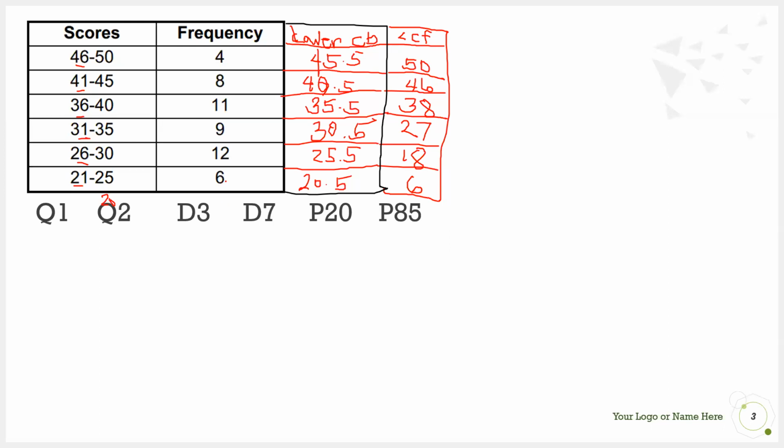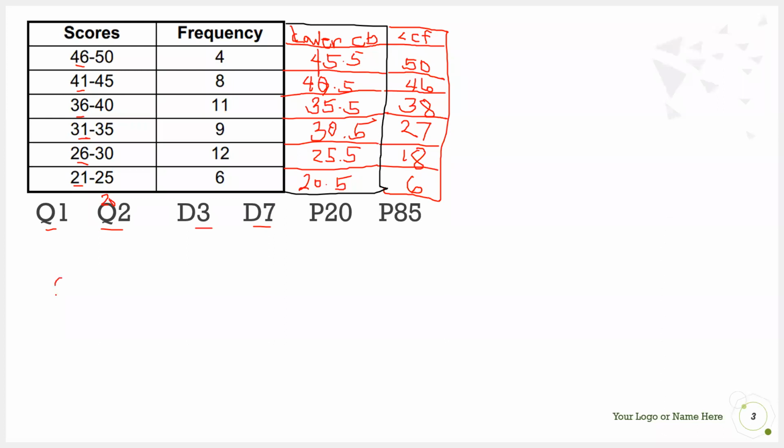Simula tayo sa frequency with 6. Then, unti-unti nating ina-add yung frequency. 6 plus 12, 18. 18 plus 9, 27. 27 plus 11, 38. 38 plus 8, 46. Then, 46 plus 4, 50. Clear po tayo doon? Okay po. In that case, kompleto na ang ating table. Okay? Makapagsimula na tayo ng pagsosolve ng ating mga position.